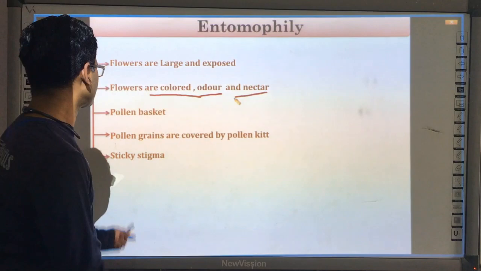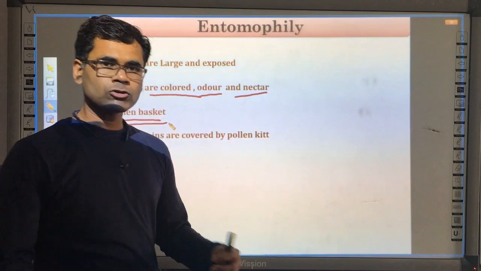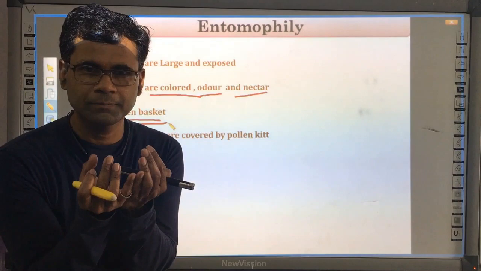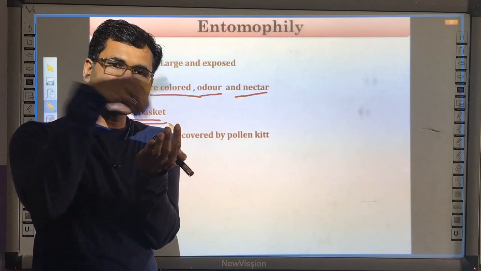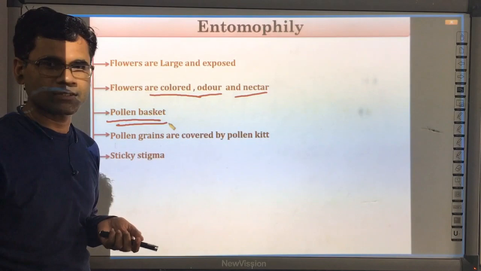Okay. Another very, very important term is pollen basket. Flowers which undergo entomophily accumulate their pollen grains at a single place, and there only the nectar glands are present. So that is called a pollen basket. The insect is attracted toward the nectar. As a result, it reaches inside and the pollen grains stick to the body of the insect, and that's why it is called a pollen basket.